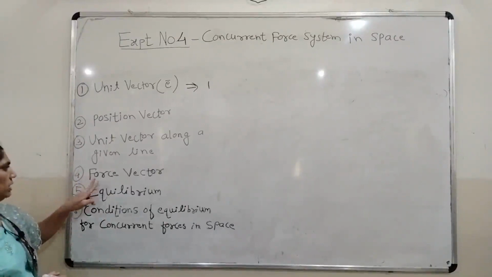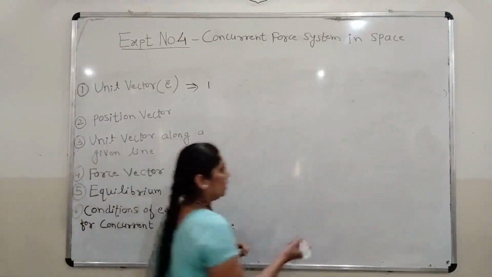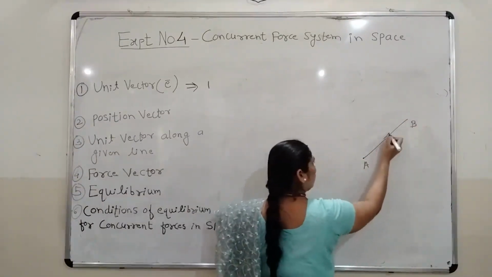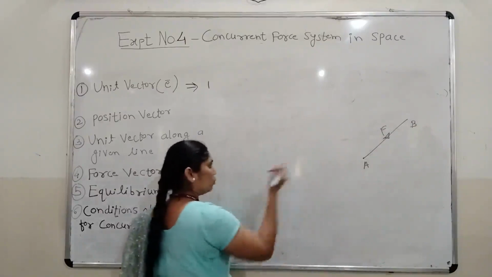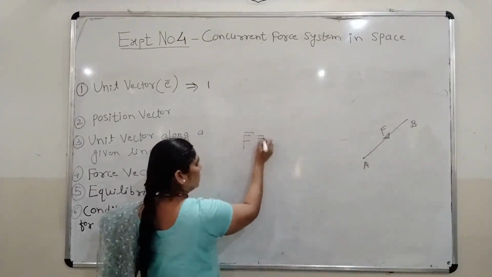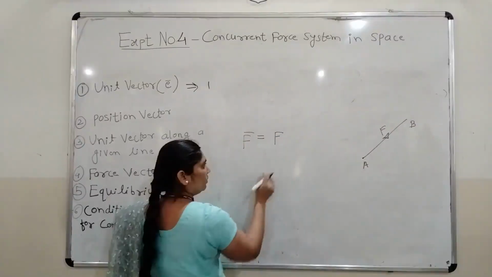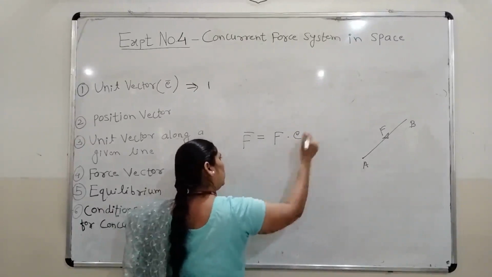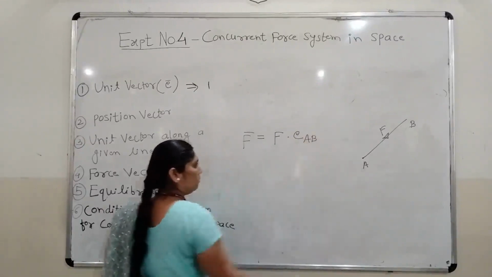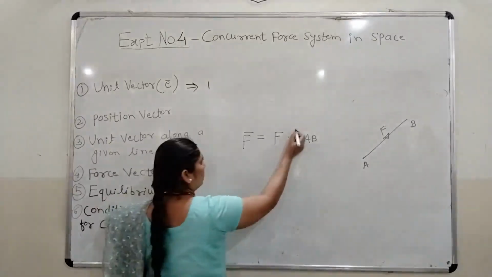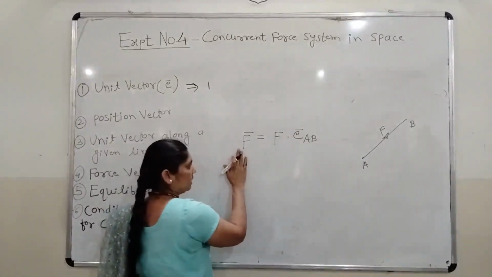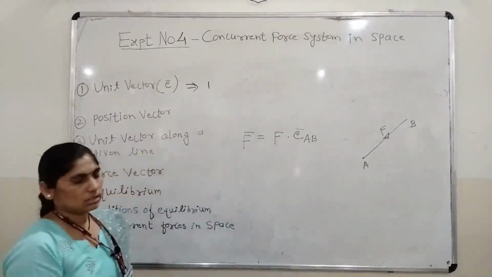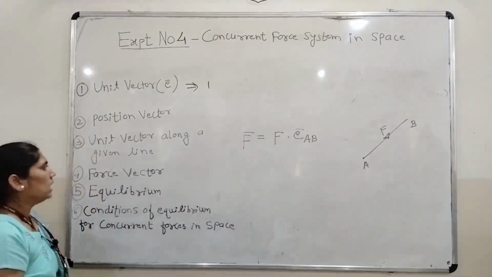Next, how do we define the force vector? Again, we will consider a line AB along which a force is acting from A to B. So the force vector can be written as magnitude of that force multiplied by the unit vector, as your force is acting from A to B, so unit vector along AB. So in this way we can represent or write the force vector with the scalar quantity and the unit vector along that line along which your force is acting.